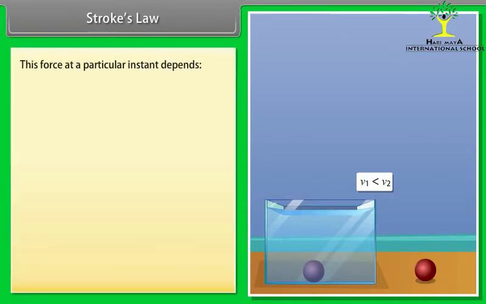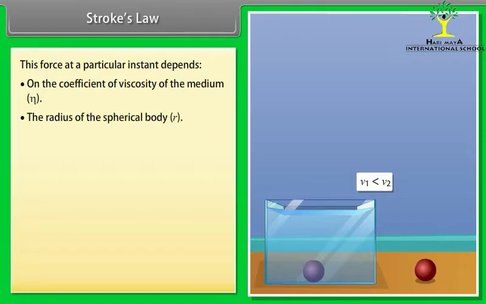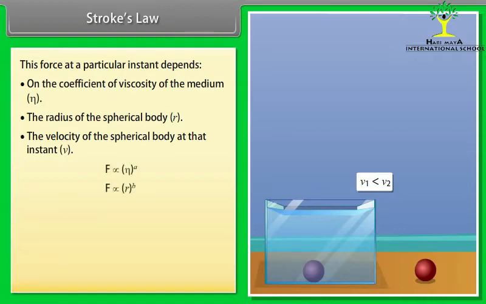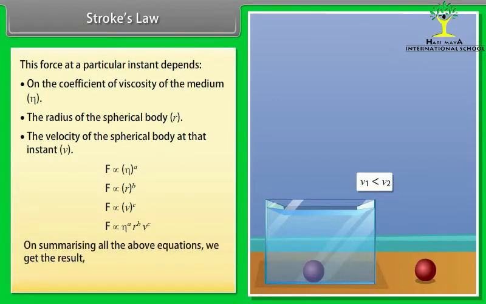This force at a particular instant depends on the coefficient of viscosity of the medium, the radius of the spherical body, and the velocity of the spherical body at that instant. Force is directly proportional to eta, radius and velocity. On summarizing all the above equations, we get the result: F is equal to 6 pi into eta into r into v.